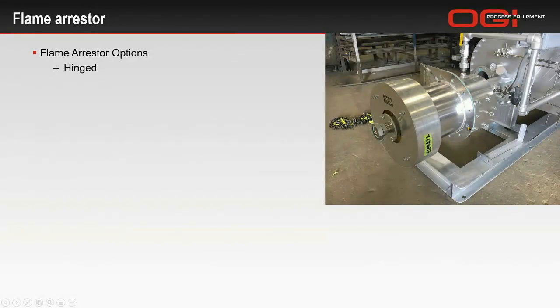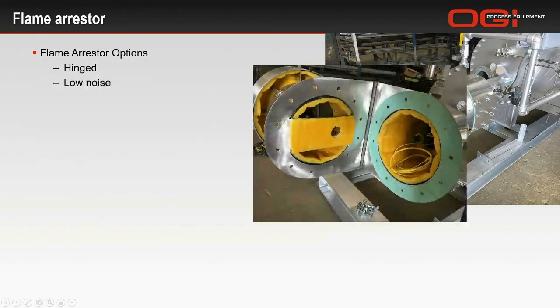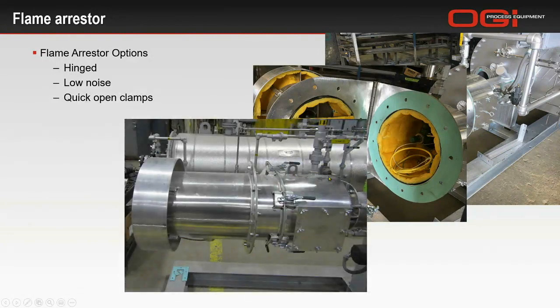You also can get low noise flame arrestors with the insulation that help prevent noise from bouncing out. On our heaters, our typical noise level will be 85, 3 feet from the flame arrestor. With this option here, you'll drop down to 80, and in some cases down to 70. And then finally, you could also get quick opening clamps, which is nice, again, for technicians who may lose a nut or bolt in the snow. This prevents that from happening.